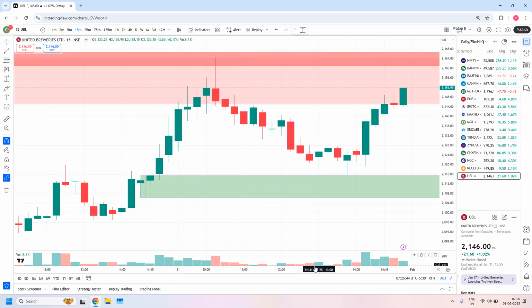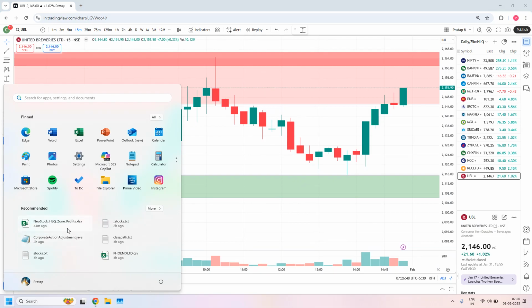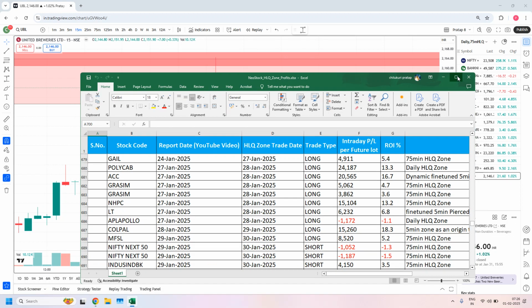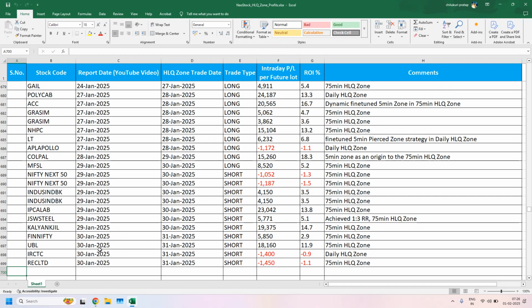So how much profit has UBL given? UBL has given 18,160 rupees profit, which is 11.9% ROI. So this is an excellent trade.